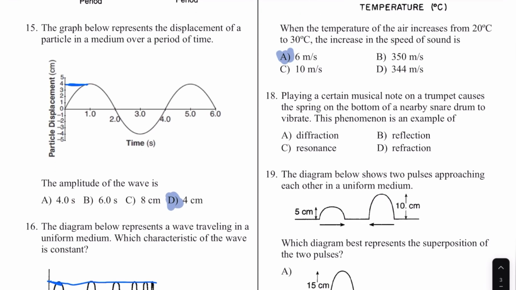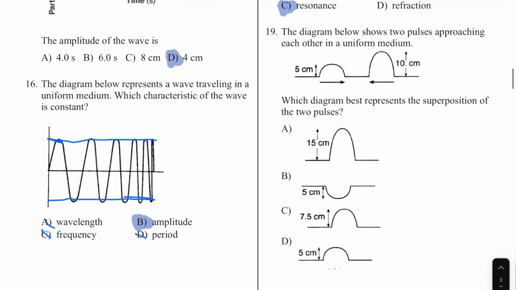18. Playing a certain musical note on a trumpet causes the spring on the bottom of a nearby snare drum to vibrate. This phenomenon is an example of resonance. So resonance is when one object's vibrations cause another object to vibrate as well.